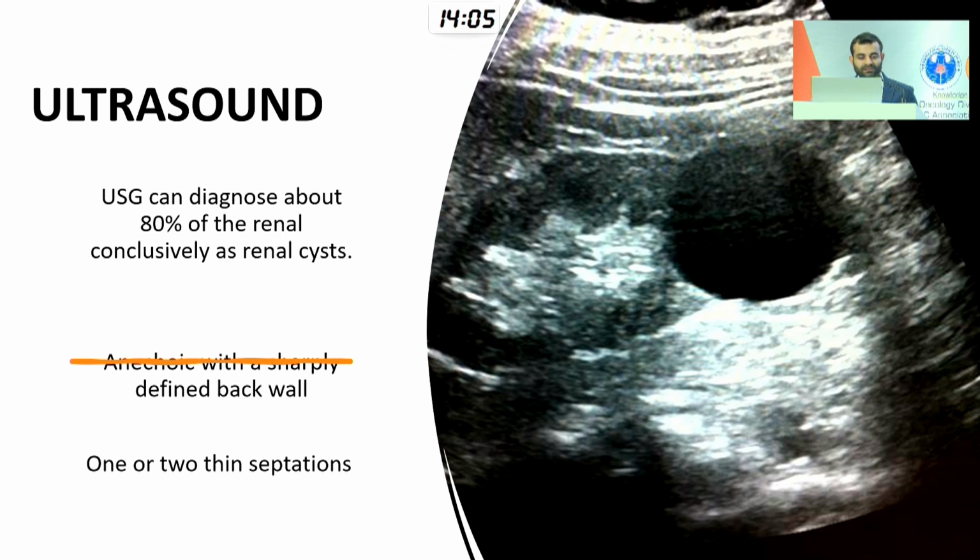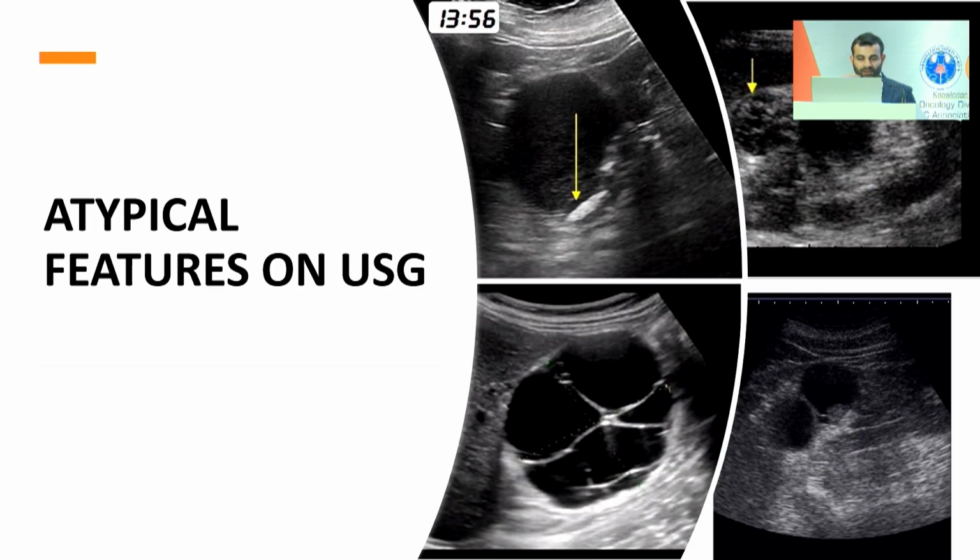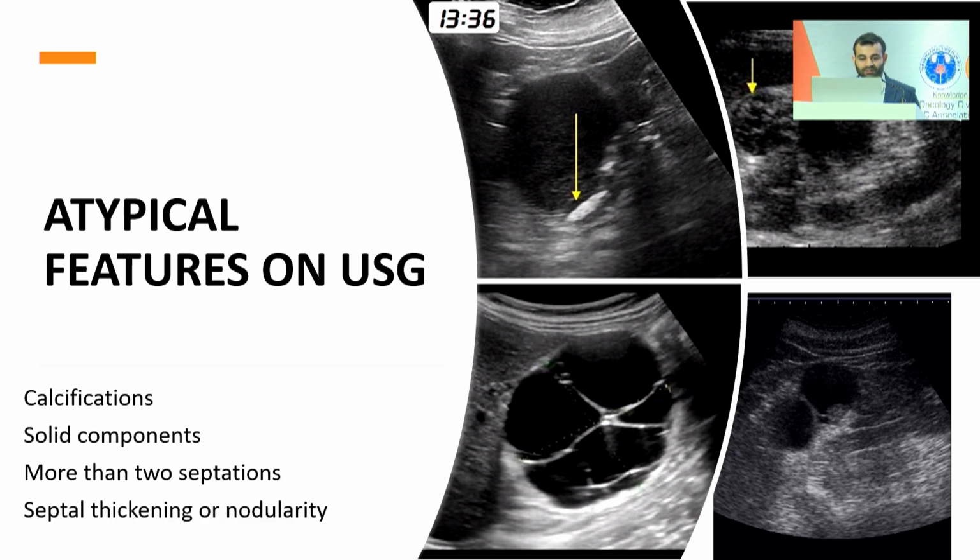If the mass is anechoic with a sharply defined back wall with one or two septations, then it is called a simple renal cyst. Now it can have some atypical features, such as the presence of calcification. Then if there is any solid component, multiple septa, or any nodular lesion within the cyst, these are atypical features and they require further imaging.